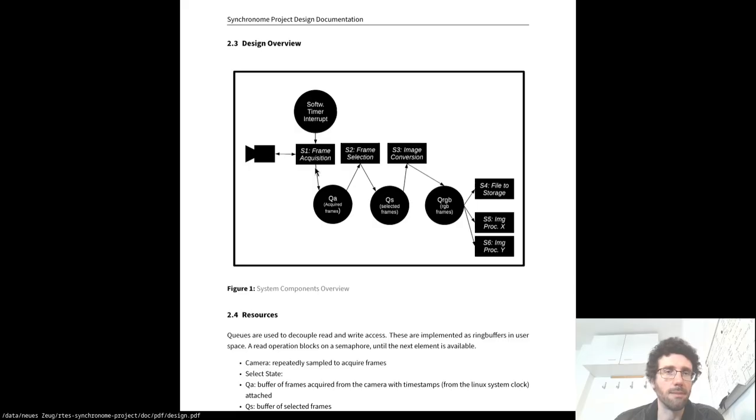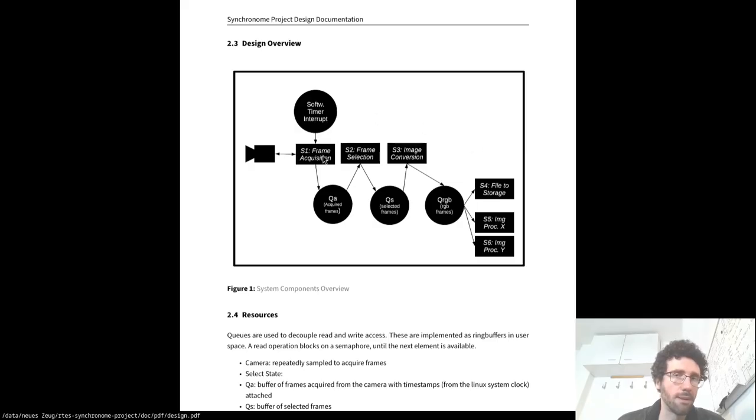This will simply acquire frames from the camera and attach timestamps on them of the time when the images have been taken. And this service is triggered by a software timer interrupt in regular small intervals.